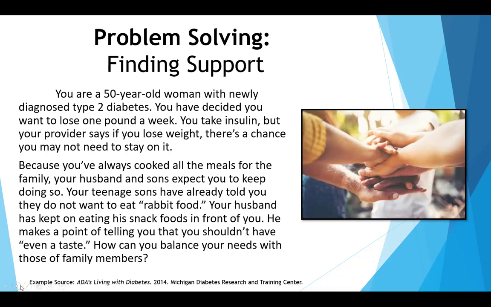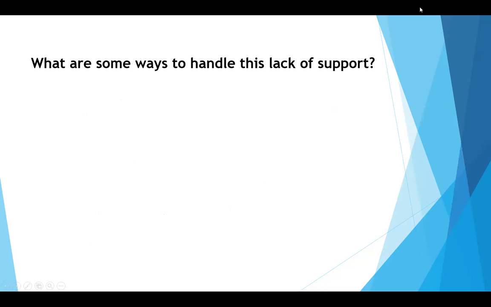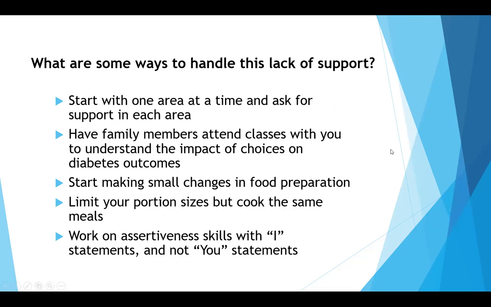So if we look at it, there are a lot of different ways to approach this particular issue. If we try a few different ideas, it can get overwhelming when we look at diabetes care. So I would start with just one area at a time and ask for support, whether it's the meal plan or the medication. Go from that point, one small area at a time, and then try to ask for support in each of those areas. Maybe it's just a matter of having some family members attend the classes to understand the impact of choices on diabetes outcome.